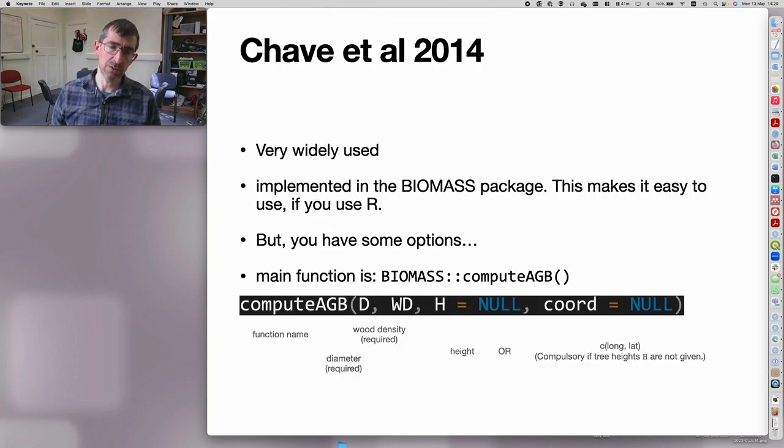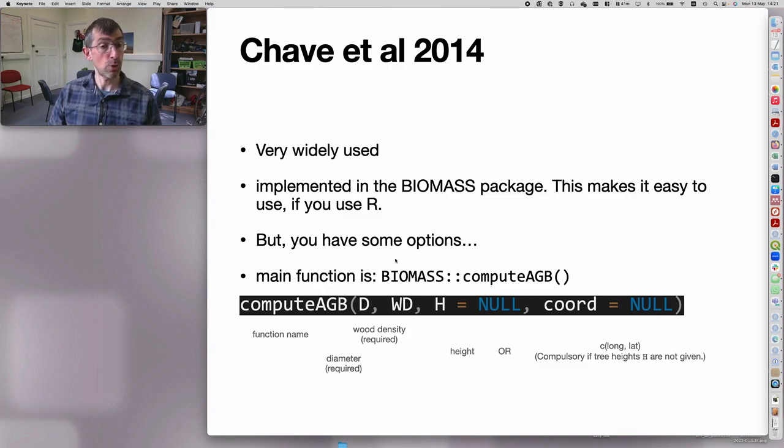So the Chave et al. 2014 allometry is very widely used. It's got thousands and thousands of citations because it's become almost the standard way to estimate biomass if you don't have a good local allometry from a site nearby. And partly it's very widely used because it's been implemented in this really good biomass package. This is an R package that we're going to be using. It makes it really easy to use it, and use it in quite sophisticated ways. So that's what we're going to do for the workshop on Thursday to start with.